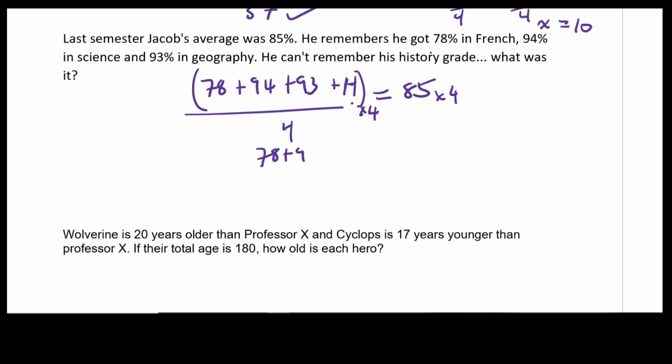78 plus 94 plus 93. I guess I could have added those 3 things up first. Equals 85 times 4, which is 340, I believe. And then you can add up these grades here to combine those like terms. So 78, 94, and 93. I'm going to break down and pull out my calculator.